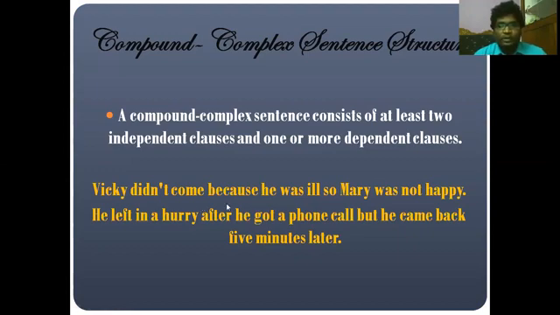See here: Vicky didn't come because he was ill, so Mary was not happy. "Vicky didn't come" is one independent clause. "Mary was not happy" is one more independent clause, and "because he was ill" is the dependent clause. So as we said, in a compound-complex sentence, at least two independent clauses can be seen, joined by conjunctions, followed by one or more dependent clauses added to the sentence.